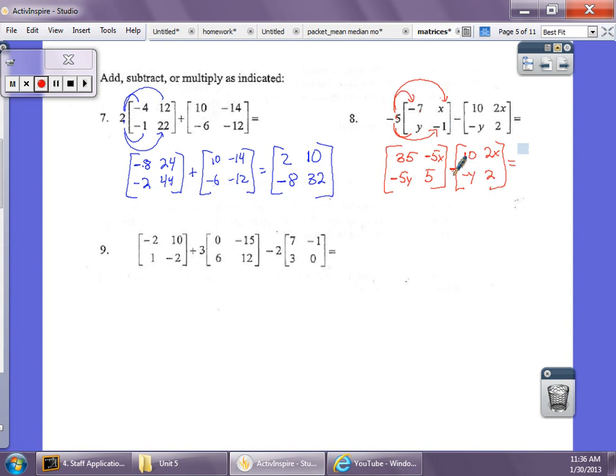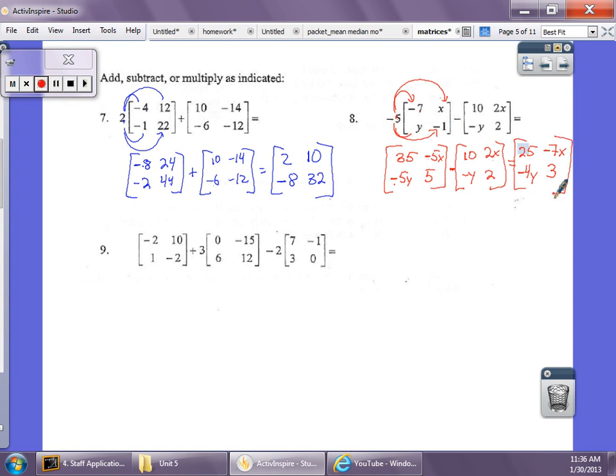So 35 minus 10 is 25. Negative 5x minus 2x, well, they both have x's, so that's going to be negative 7x. Negative 5y minus a negative 1y, well, negative is plus, so negative 5y plus 1y is negative 4y. And 5 minus 2 is 3.